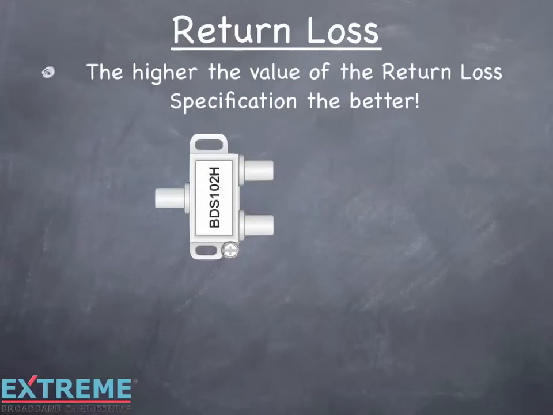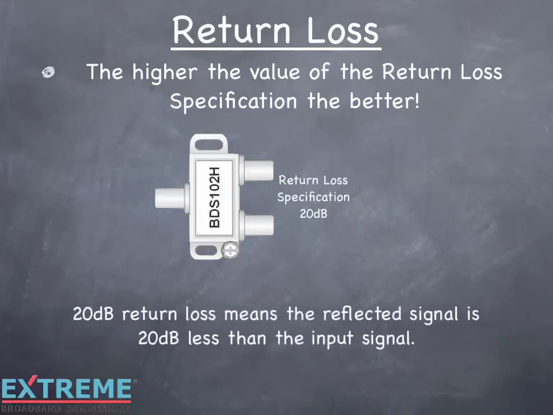With return loss, the higher the value of the return loss specification is, the better. In this example, we're showing a two-way splitter with a return loss specification of 20 dB. A 20 dB return loss means that the reflected signal will be 20 dB less than the original input signal. On the input port, we're feeding with a signal of 20 dBmV. Most of the signal passes through the splitter, but a small amount is reflected back to the signal source.